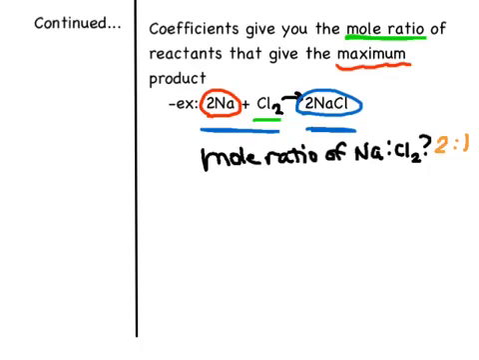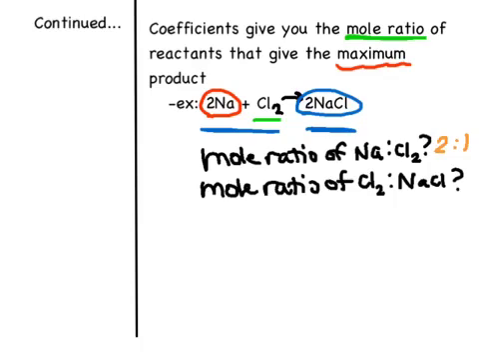We can also take a look at a different ratio, 2 other things to compare. For example, what if we want to know the mole ratio between chlorine and sodium chloride? Well, we look at our equation here. We have 1 mole of chlorine in this reaction, and it makes 2 moles of NaCl, so it's a 1-to-2 ratio.